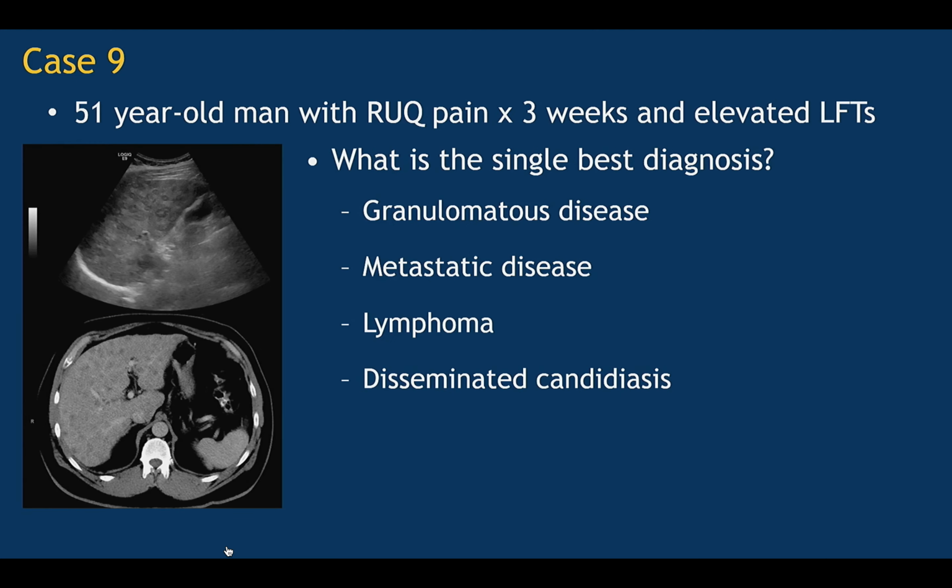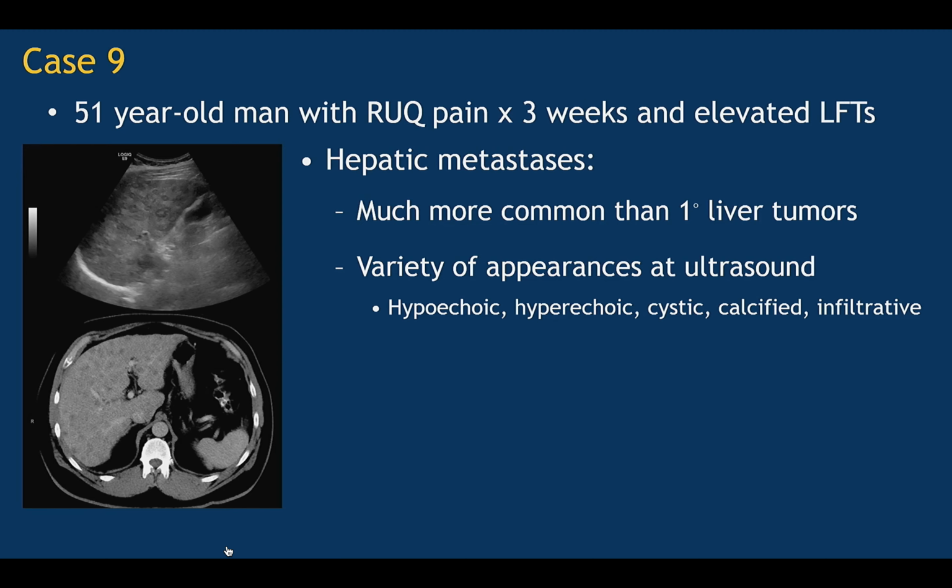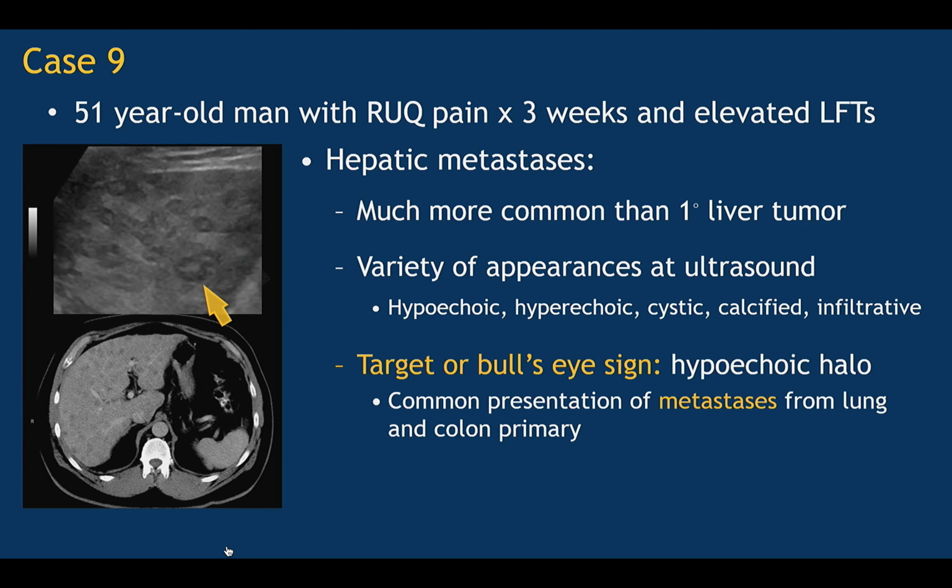What is the single best diagnosis for the liver findings? Granulomatous disease, metastatic disease, lymphoma, or disseminated candidiasis? So the correct answer here is metastatic disease. Hepatic metastases are much more common than primary liver tumors. There are a variety of appearances at ultrasound that are listed here. But when you see this target or bullseye sign with the hypoechoic halo, it's a fairly common presentation for metastatic disease, commonly from lung and colon primaries.